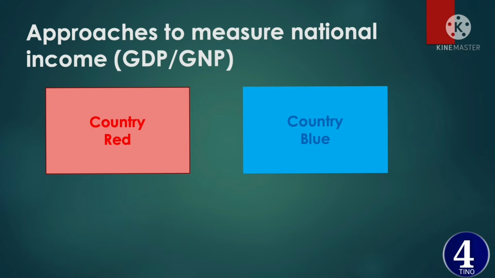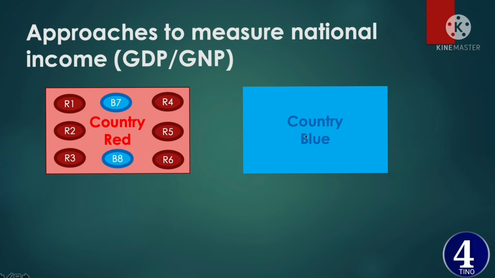Let's say that we have two countries, country red and country blue. And let's say that country red has citizens R1, R2, R3, R4, R5, and R6. And there are foreigners working in country red coming from country blue, B7 and B8. B7 and B8 are citizens of country blue, but they are now in country red in order to work in country red.